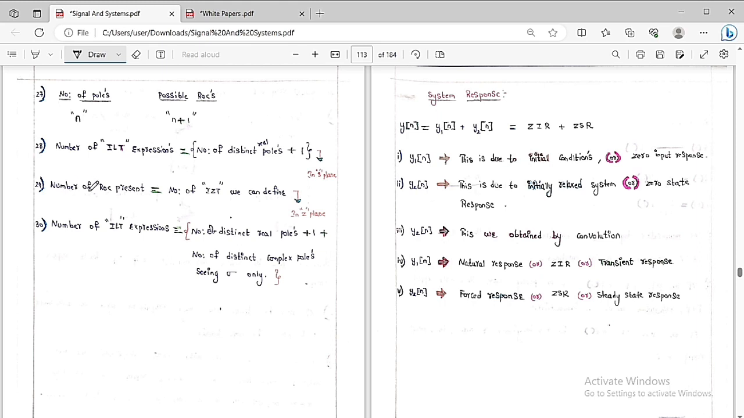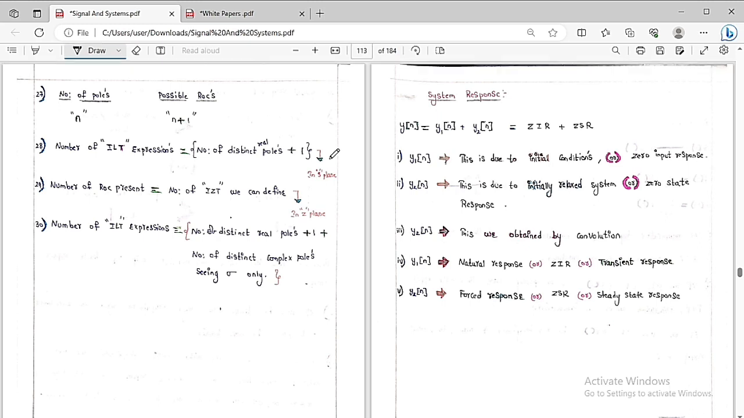And the number of ROCs present is nothing but the number of inverse Z transforms we can define in the Z plane. So listen carefully. Let us go one after the other. The number of inverse Laplace transform expressions is equal to the number of distinct real poles plus 1 in the S domain.